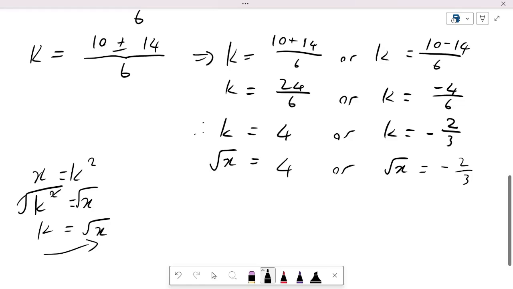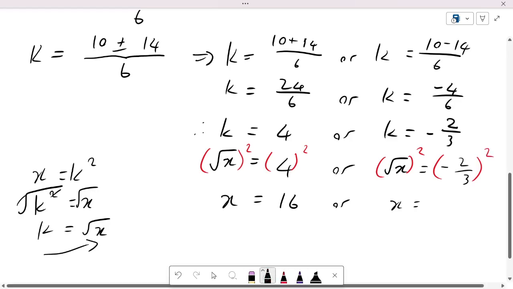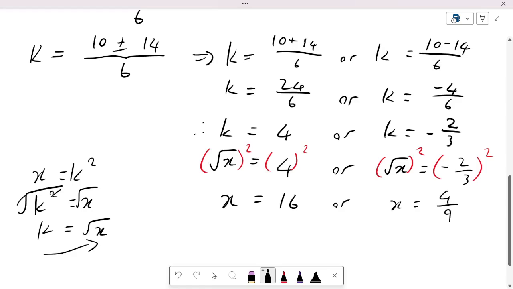No, this is squaring both sides. So what we're going to be doing is we're going to square both sides such that the root will just disappear, vanish, because of our exponent laws. So we have x is equal to 4 squared, which is 16, or we have x is equal to, sorry, I forgot to write the square over here. So that's going to be a positive now. So it's going to be positive 4 over 9. And those are our solutions.